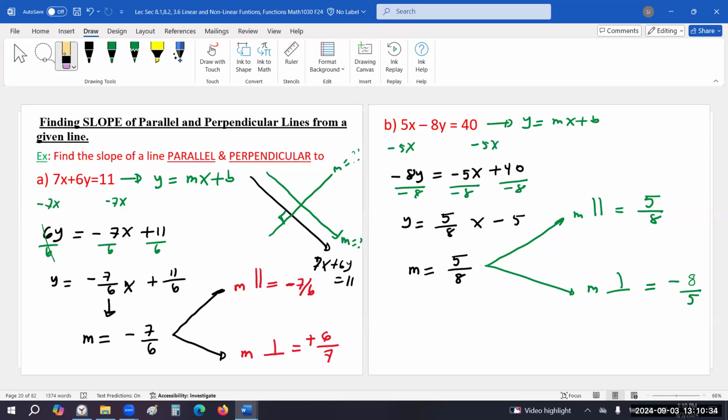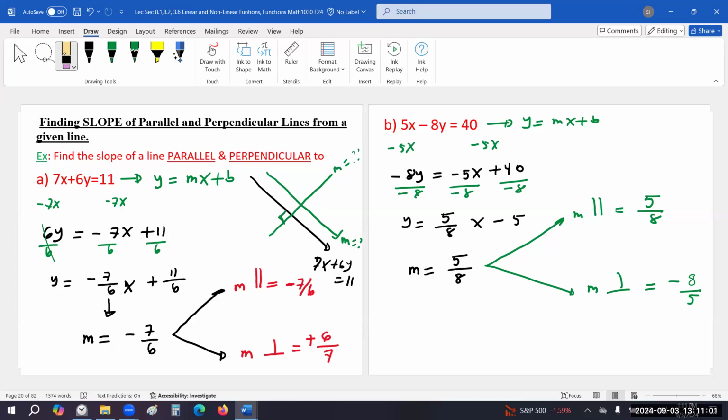Negative 5 is the y-intercept. We don't care about the y-intercept. We only care about the slope. So parallel lines and perpendicular lines have different y-intercepts, but parallel lines have the same slope, and perpendicular lines have the negative reciprocal slope. And they will have their individual y-intercepts.